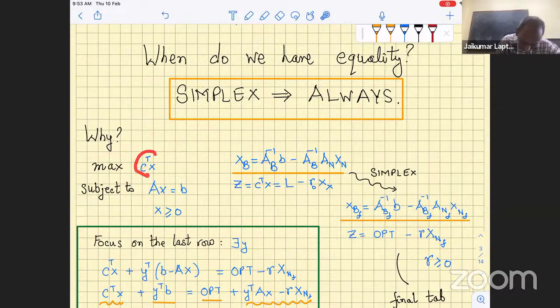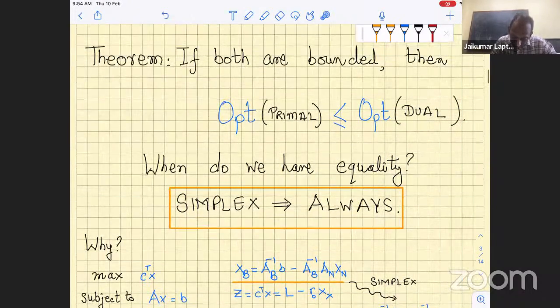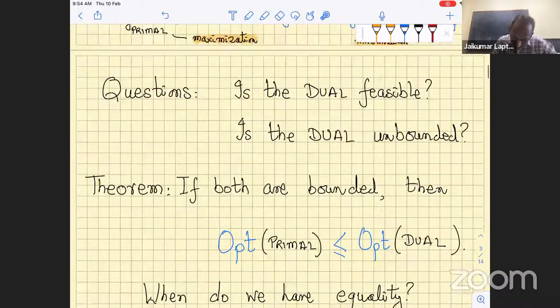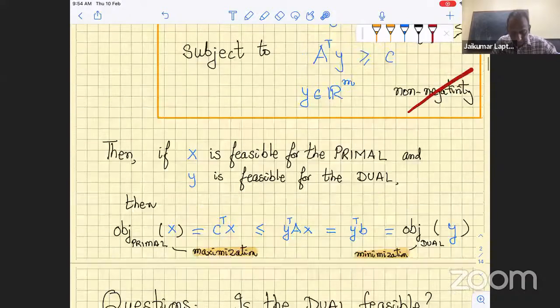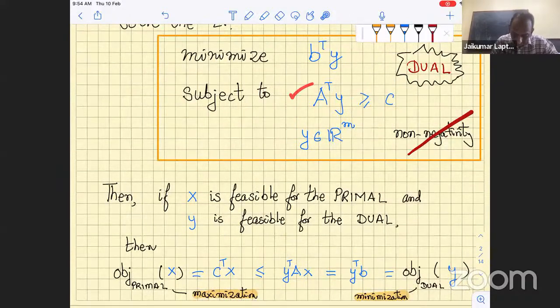Okay, we are trying to maximize something subject to an equality constraint. And for this, we will build a dual LP. What are we trying to say? We would like to find a y here which satisfies this inequality. So it should be feasible for the dual LP. And that y should yield the same value as the primal LP.